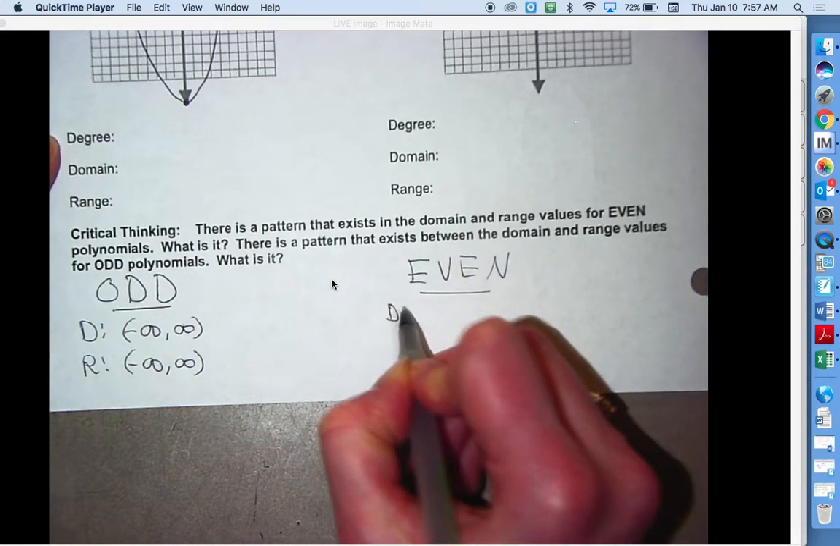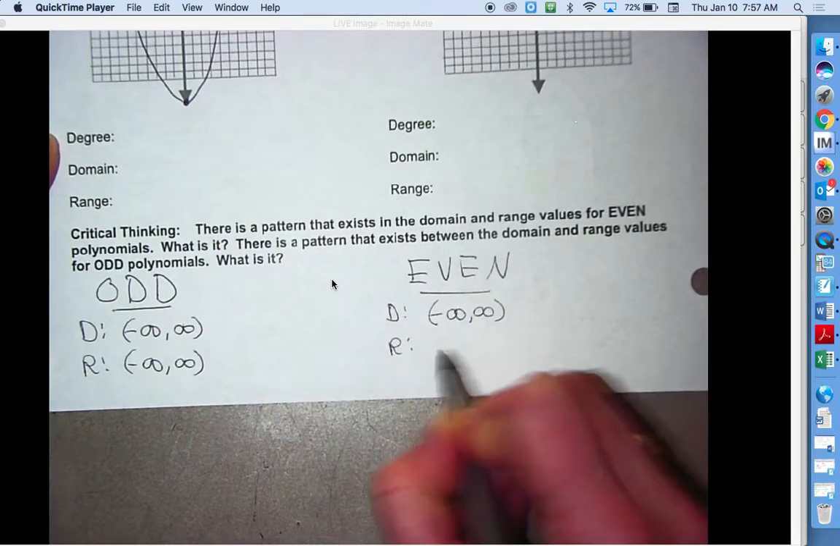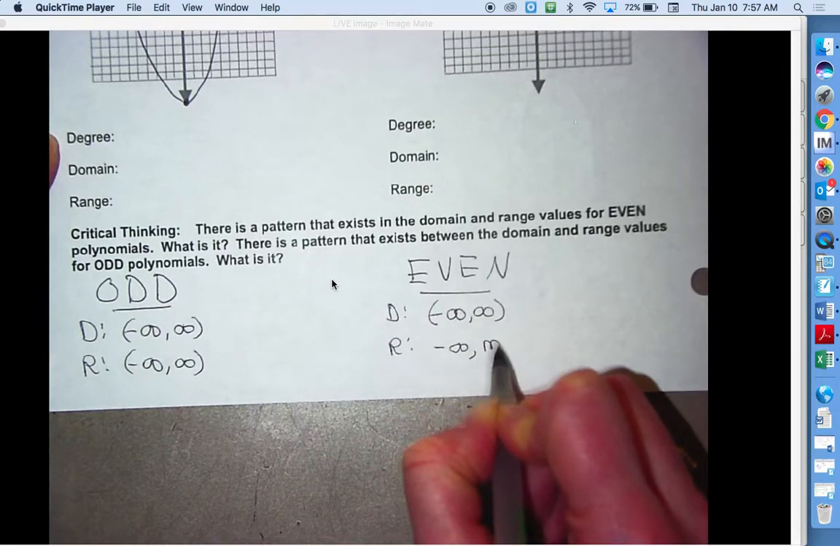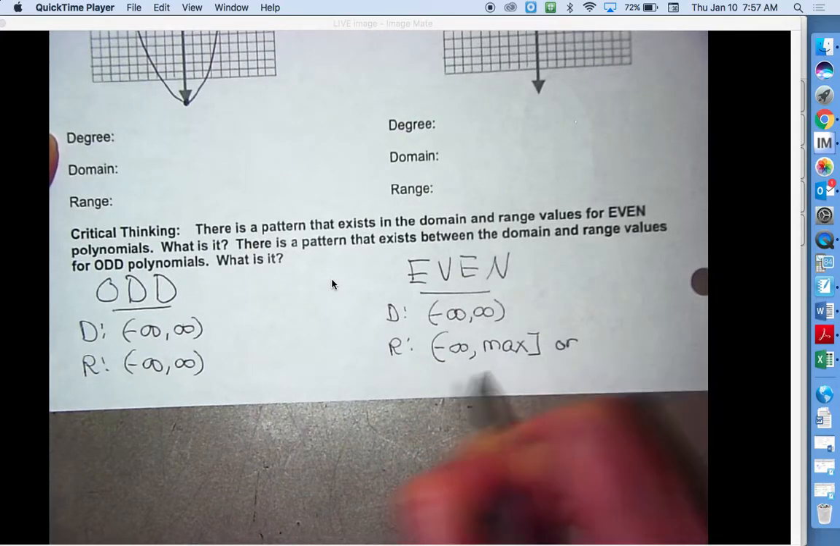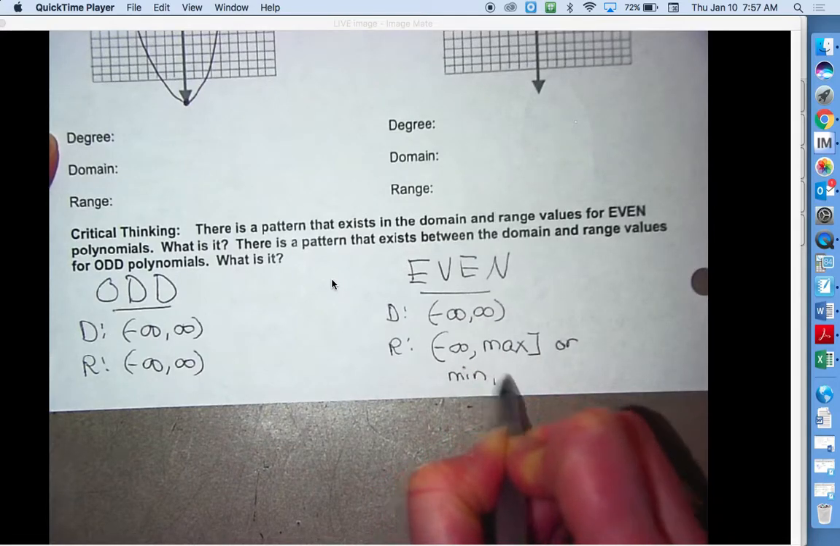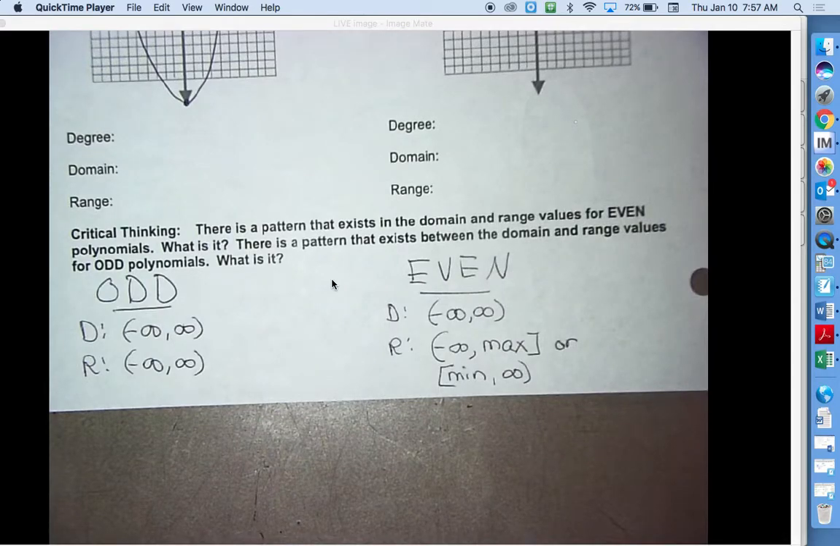Again, if it's even, the domain is still negative infinity to infinity. But the range would be negative infinity to the max, with the max being included, or it could be the min to positive infinity. It just depends what graph you have. So the goal would be to not use a calculator and to just look at the numbers in the equation and be able to create a domain and a range from that. And that's what we're going to try and do today.